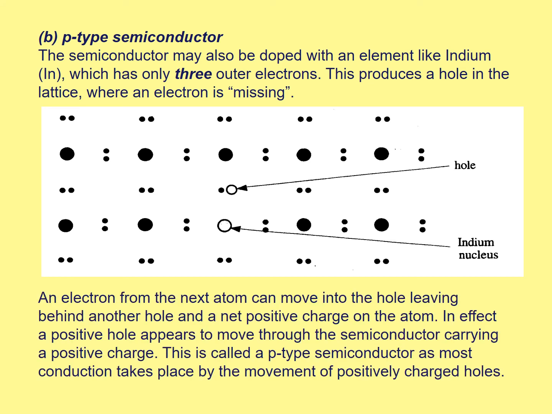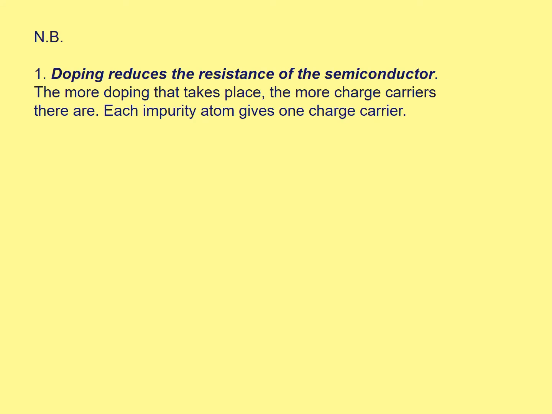An electron from the next atom can move into the hole, leaving behind another hole and a net positive charge on the atom. In effect, the positive hole appears to move through the semiconductor carrying a positive charge, when in actuality it's the negative electrons which are moving through. This is called the p-type semiconductor material, as most of the conduction takes place by the movement of positively charged holes. But again, overall the atom is electrically neutral because the number of protons and the number of electrons are the same.